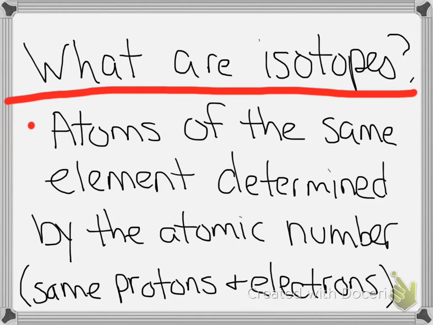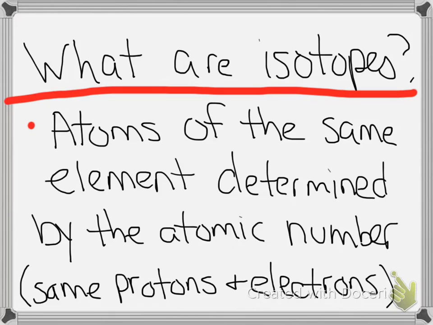The first part here that we're going to talk about is the similarities and differences between isotopes, or atoms of the same element that are considered isotopes. And so what exactly are isotopes? Isotopes are atoms of the same element, and this is determined by the atomic number. It is the protons that determine what the atom is. So if it has 11 protons, it's going to be sodium. If it has 12 protons, it's going to be magnesium. If it has 9 protons, it's going to be fluorine. That determines what element it is.